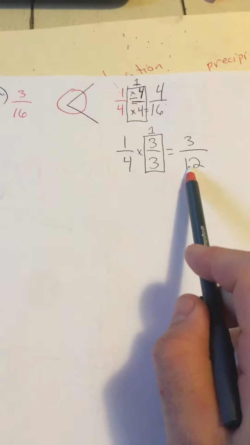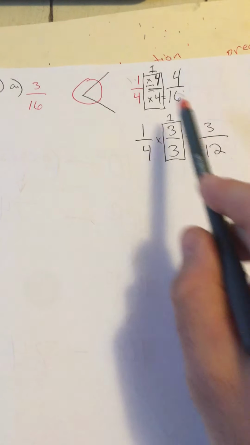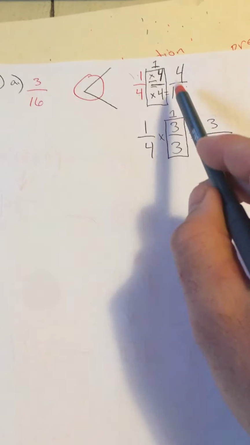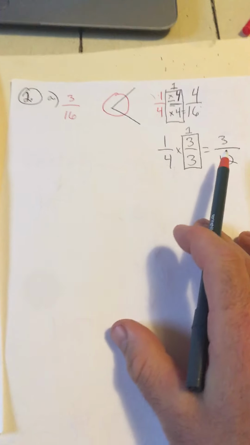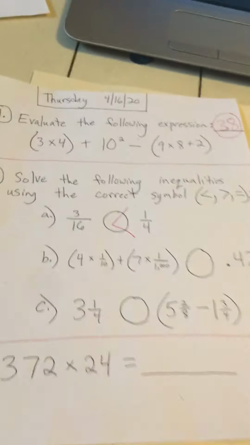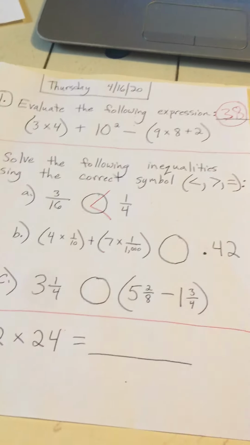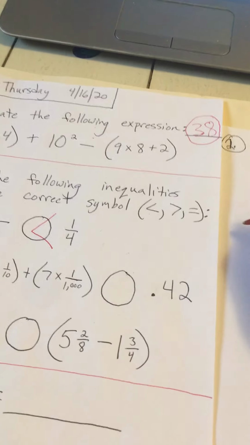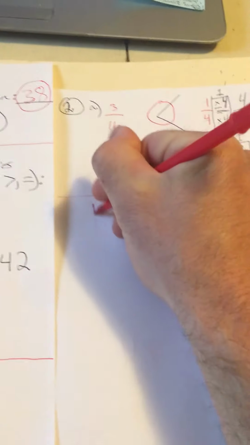So we have 3 bigger pieces, 3 smaller pieces. We know that the 3 bigger pieces, again, are greater. So 3/16 is still less than 1/4. Okay, so 3/16 is less than 1/4. I took some time to give you 2 strategies there, so we'll try to go through the rest of these a little bit quicker. Okay, get yourself set up for B.